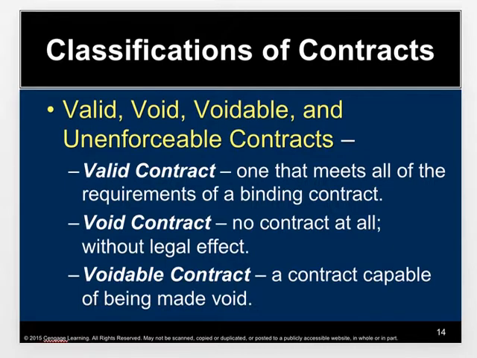But if, let's say, the minor changes his mind and says, nope, I'm not going to sell you my car, and you later try and sue the minor to enforce that contract or for breach of the contract, the minor can simply say, that contract was voidable. I elected to void it, and I did. So we never had a contract at all. And that's exactly what a court would say or find.